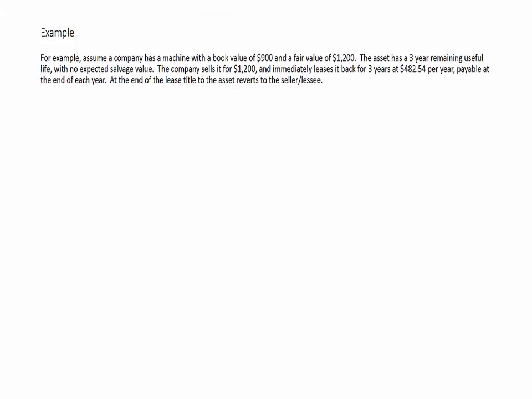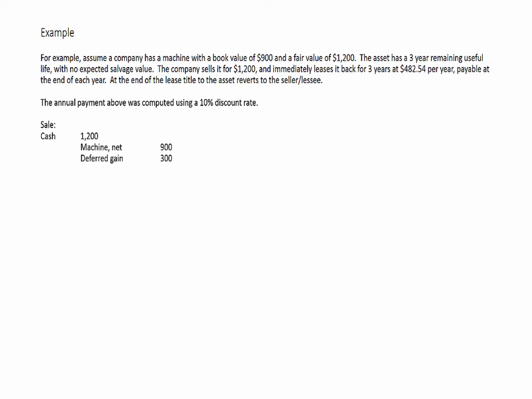Again, with the example we started with, we have an asset with a book value of $900, a fair value of $1,200, 3-year remaining useful life with no expected salvage value. The company sells it for $1,200 and immediately leases it back for 3 years at $482.54 per year, payable at the end of each year. And at the end of the lease, let's assume that title to the asset reverts to the seller/lessee. The annual payment was computed using a 10% discount rate, so that's the rate we're going to use.